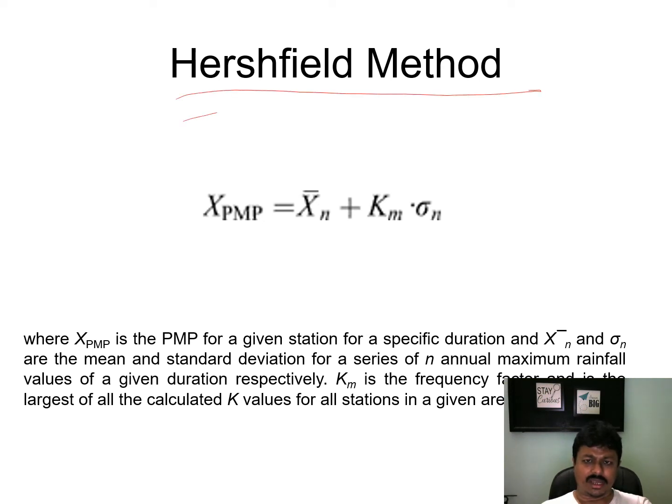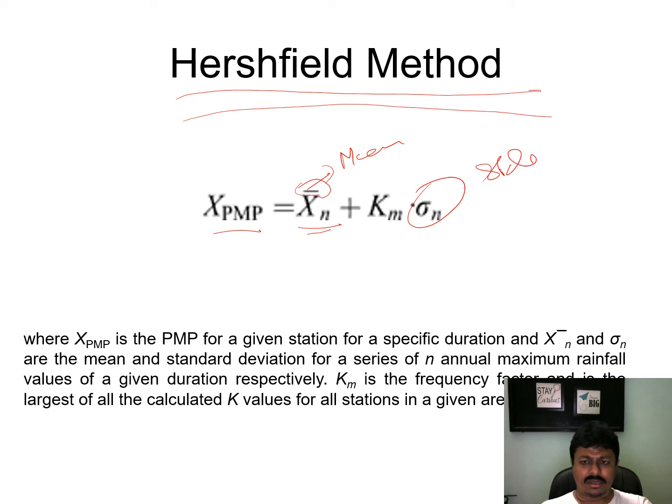Now this is one method of estimating probable maximum precipitation with the help of the statistical method. This is known as the Hershfield method. Yes, this is mean. As you can see, X-bar indicates the mean. This indicates standard deviation. This is, as usual, the frequency factor. And this can be derived from the chart, or it is calculated based on the K values from all stations.